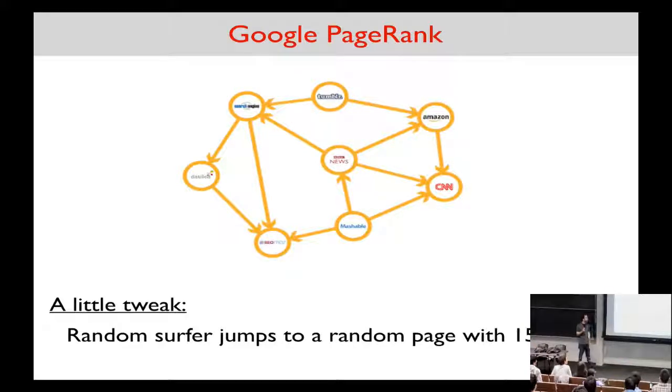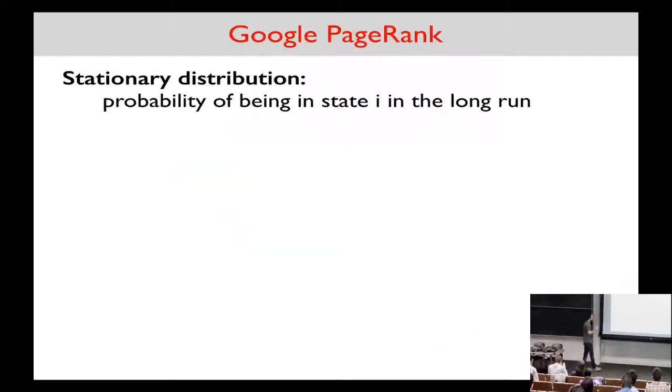You also have to do a little tweak. You're trying to basically simulate how a random surfer would surf the web. So you start at some web page, you follow some links, and then you get bored. Maybe you go to some other random web page, right? So you do a little tweak. It's not too important, so let's skip that. But basically, that's the Markov chain you build.